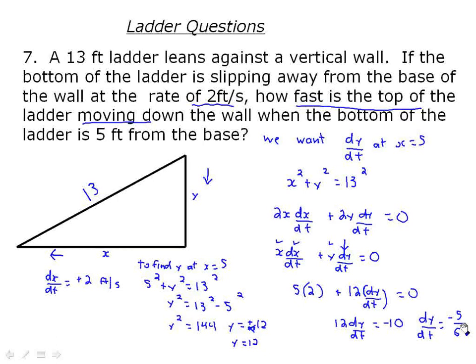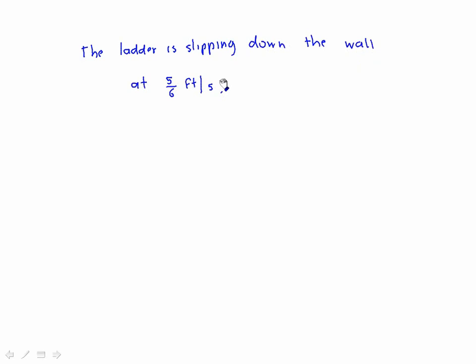So we can wrap this one up by saying that the ladder is slipping down the wall at 5 over 6 feet per second. Because I have the direction indicated in the answer, I don't need to put the negative. It would have been correct just to say that the answer is negative 5 over 6 feet per second as well. But if you do write a sentence like in a physics class, if you give the direction, then you don't need to put the sign for it. So that's going to take care of this.